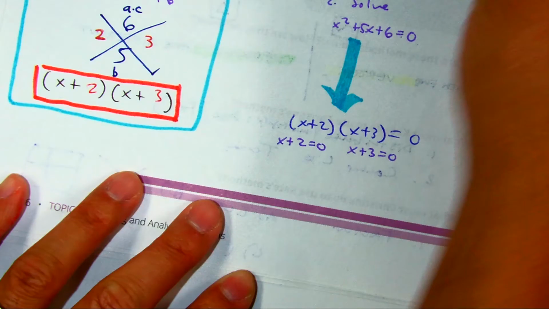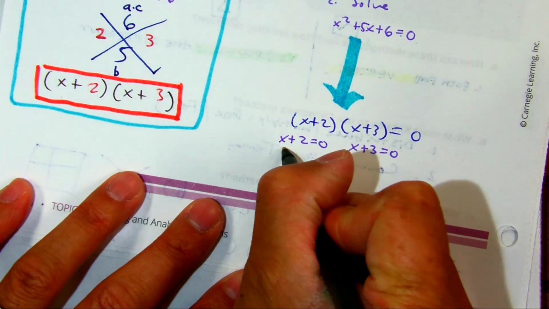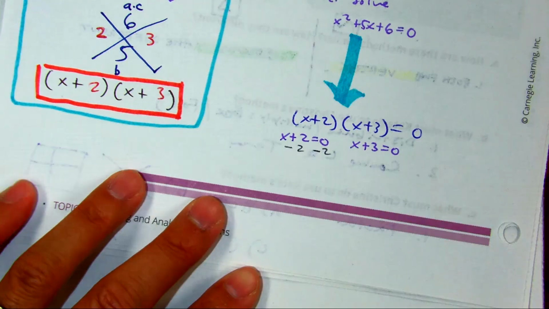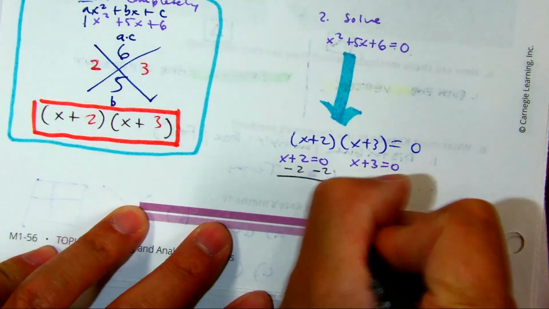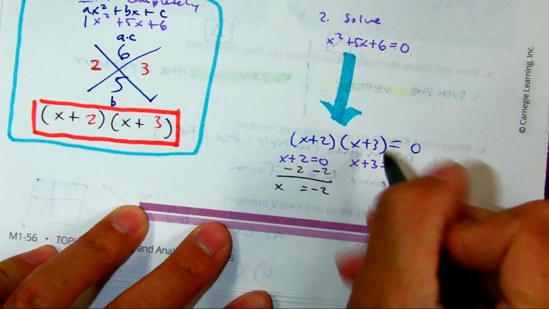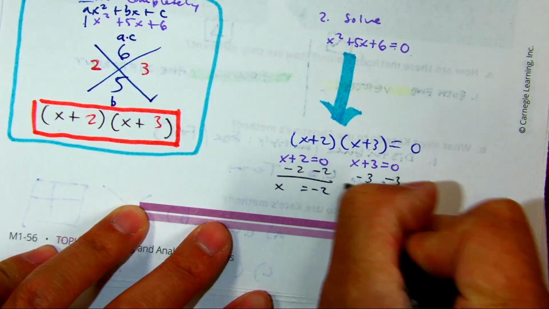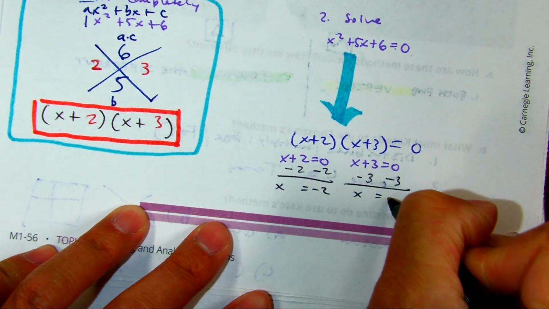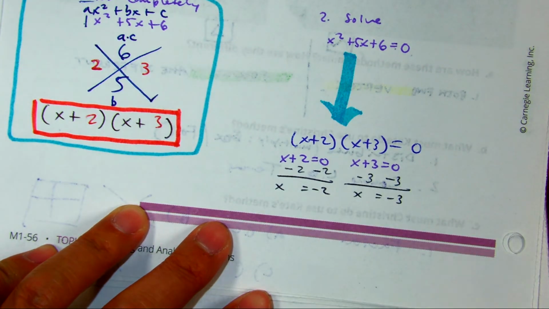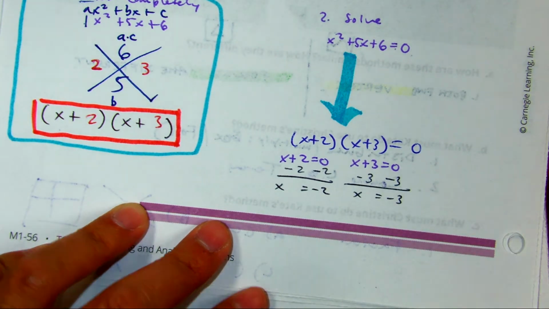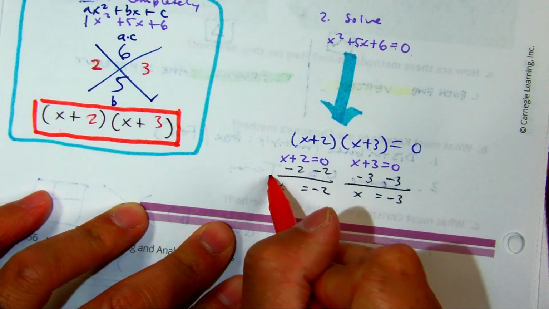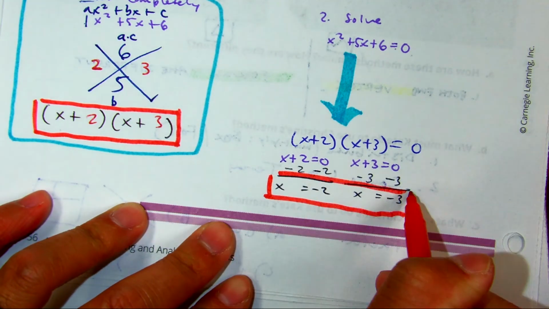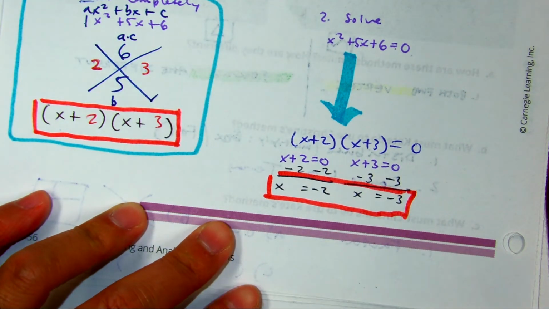And then you just solve for x here. I'm going to subtract 2. And I get x equals negative 2. And I subtract 3, and x is equal to what, class? Negative 3. Some of you guys actually saw that on your factoring tests and packets. You guys remember that? Okay.